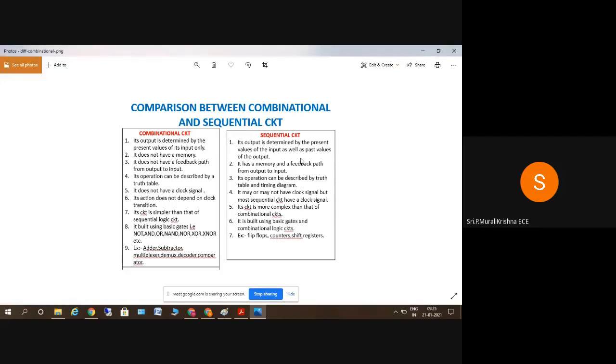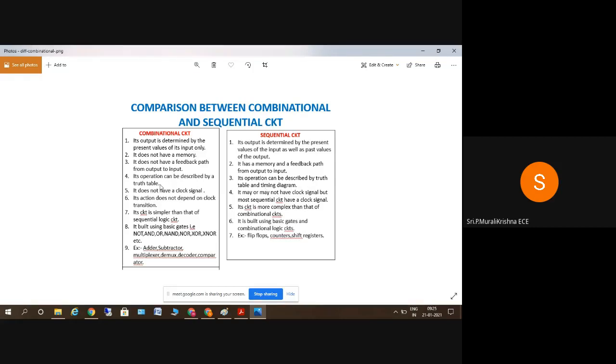Coming to complexity, the complexity level in a sequential circuit is more, whereas the complexity level in a combinational circuit is less. They are simpler than the sequential circuits. And coming to this one, we will generally describe combinational circuits with the help of the truth table.